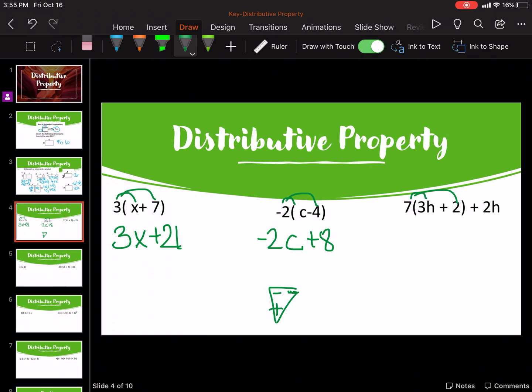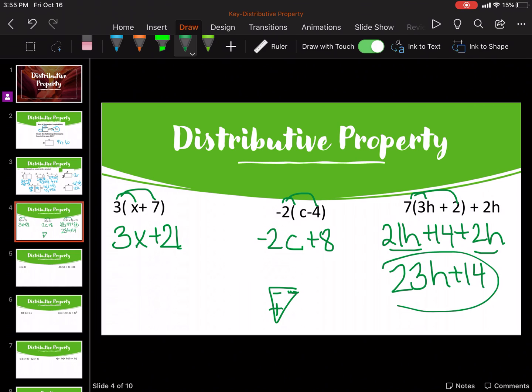So here, nothing can be combined there. It's going to be 7 times 3h, which would be 21h. 7 times 2 is 14. And then just bring the 2h down, because it's just distributing the 7 to everything inside the parentheses. So now we can combine like terms. So 21h plus 2h is going to be 23h plus 14.